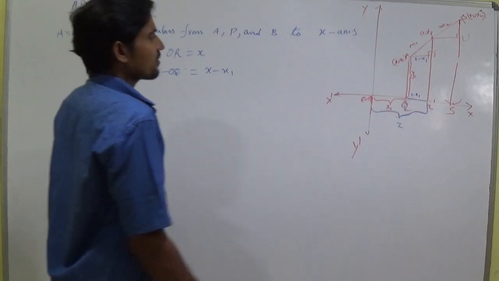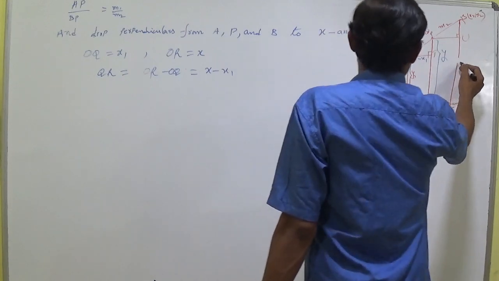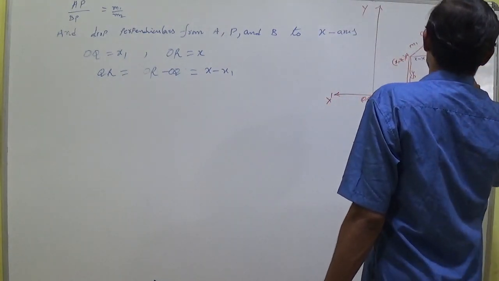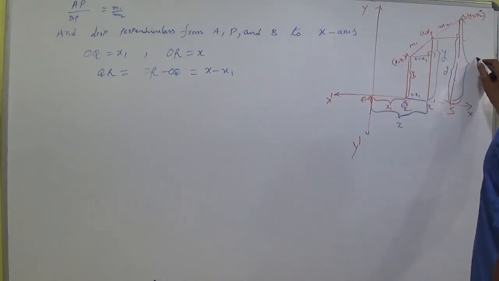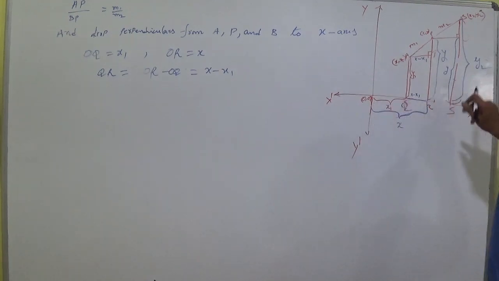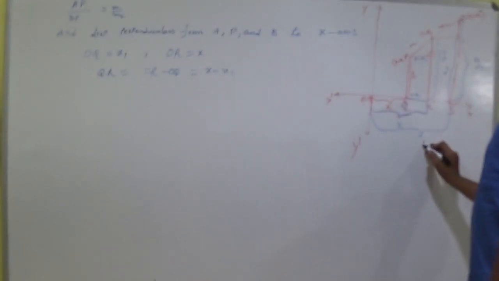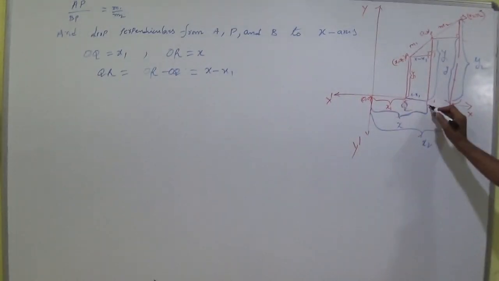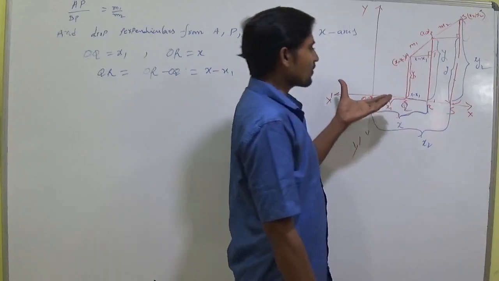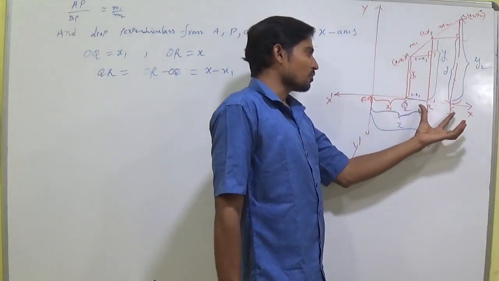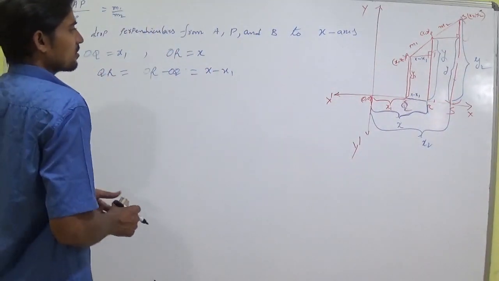Then at the same time, this is y, and this is also y up to here. This is a rectangle, that's why this is also y. Totally BS is y2 and OS is x2. I want RS. To find RS, it is OS minus OR.